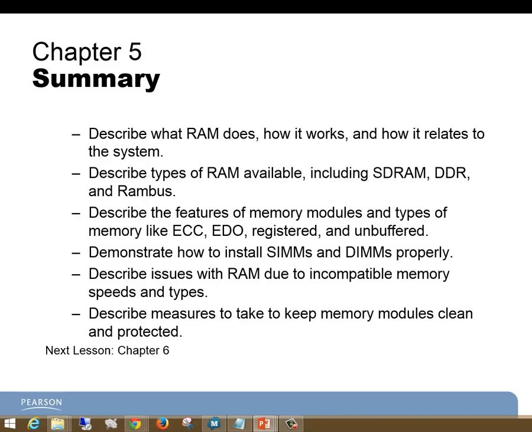Something that is a little beyond the A+, but you're going to find out in practice, is that lots of video cards now have their own memory. Instead of using the memory in the computer, they'll have their own memory on board, and that's where some of the fastest RAM can be found. The video cards were one of the first ones to use DDR5, for example.